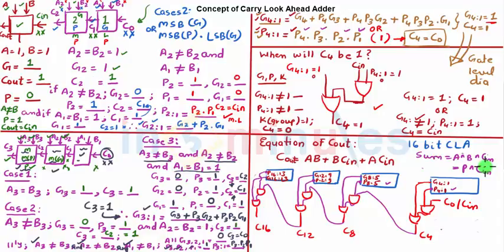also which we can use, but currently sum is not in the critical path, or sum is not very important to us. We are more concerned with Cout, and that's the reason this is enough for you to know a 16-bit CLA, how carry is made faster.